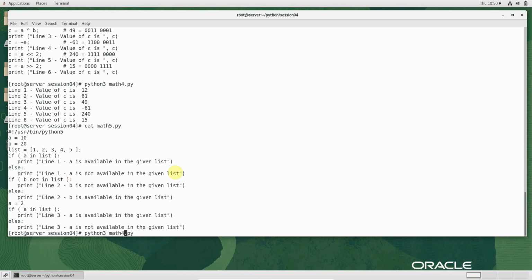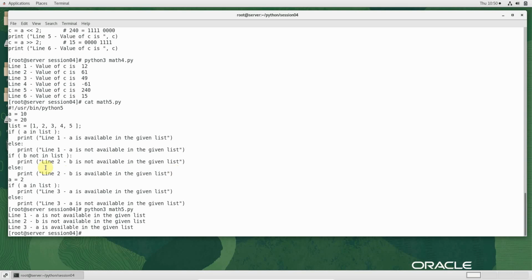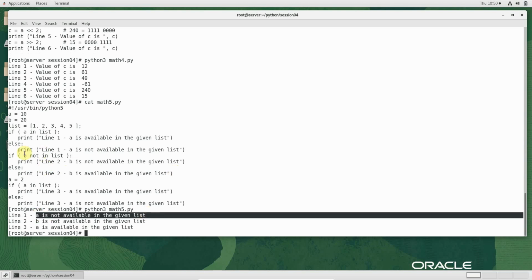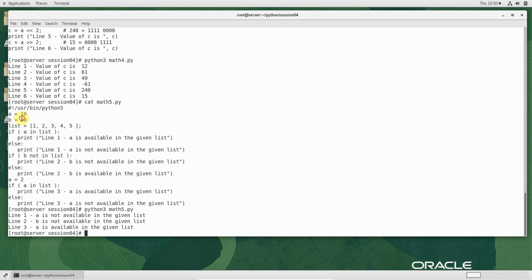Let's try. And it says A is not available in the given list. If I try B is 20, is B in the list? No, B is not in the list, and definitely you will get the same. But if I change the value of A to 2, is 2 there in the list? Yes. So you will get this answer, and B is not there. Line number 3, A is available in the given list, right? So this is how the membership operators work.